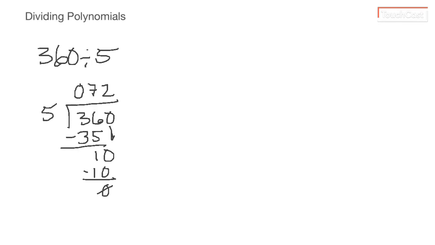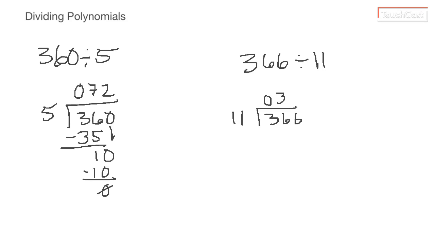Let's do one more. We're going to take 366 divided by 11. So let's set up our long division. 366 divided by 11. 11 does not go into 3, but it does go into 36 3 times. 11 times 3 is 33. When we subtract that from 36, we have a 3 left, and we bring down the next number. We already know 11 goes into 36 3 times, so we're going to subtract 33 and have 3 left over.